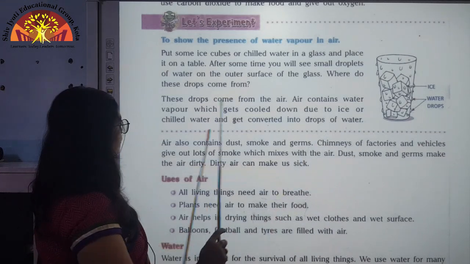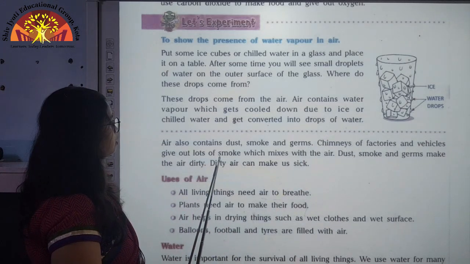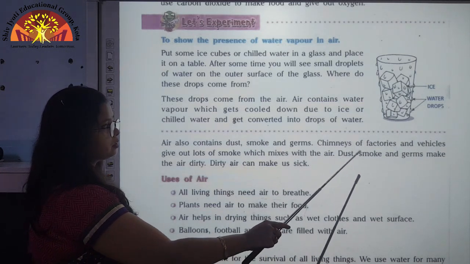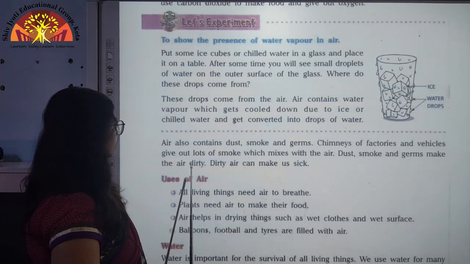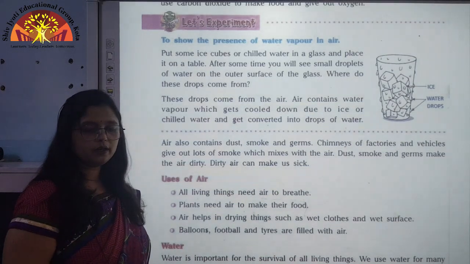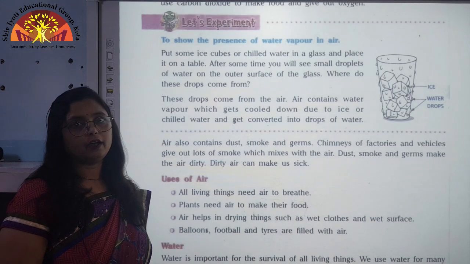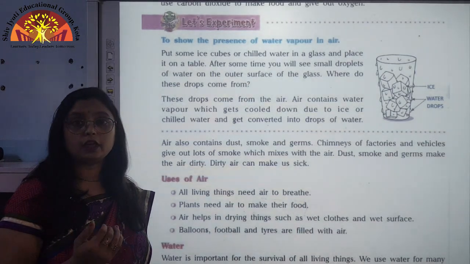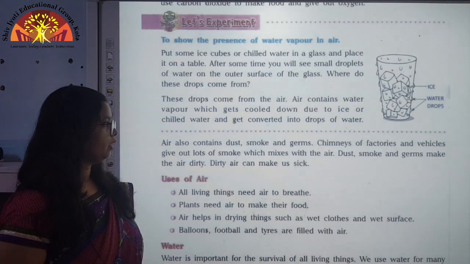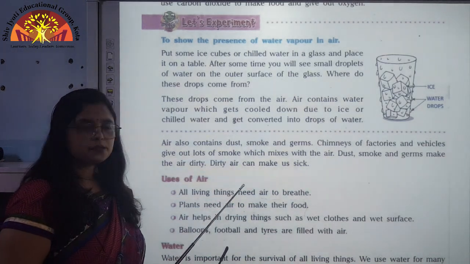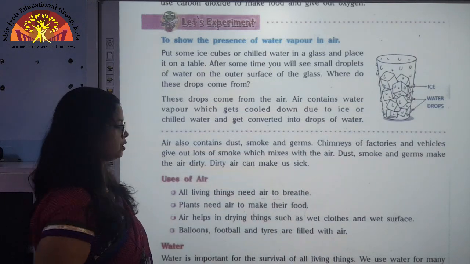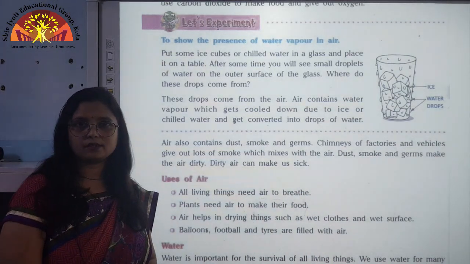Chimneys of factories and vehicles give out lots of smoke which mixes with the air. Dust, smoke and germs make the air dirty, and dirty air can make us sick. So children, what can make us sick? If the air is dirty and we inhale the dirty air, then we can become sick. So here, how does air become dirty? Due to the presence of dust, smoke and germs. So these were the things which are present in air.